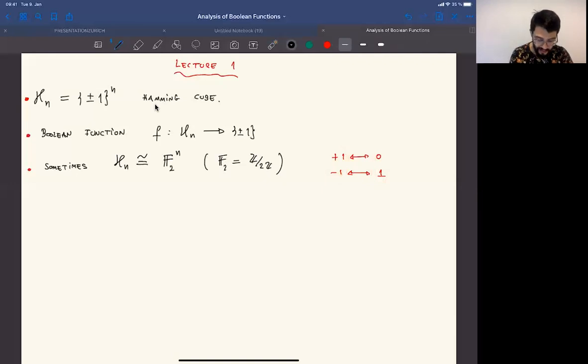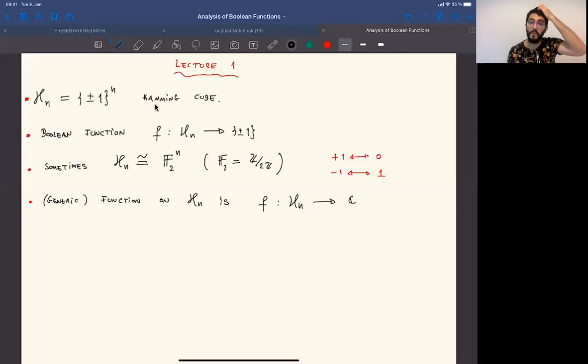And a generic function from the Hamming cube is just some function that takes complex values. That's the most generic function we'll be dealing with here.